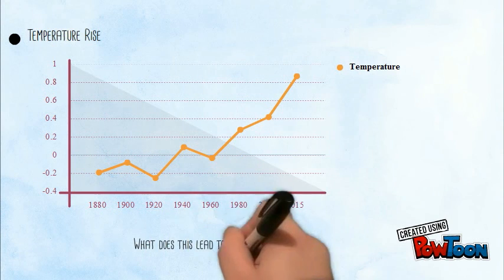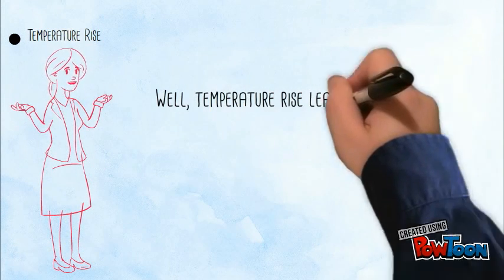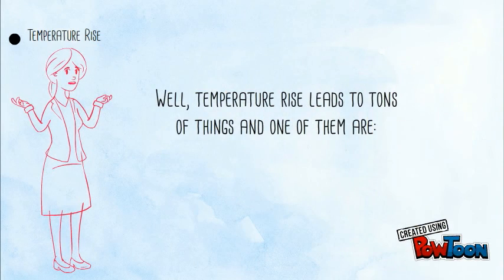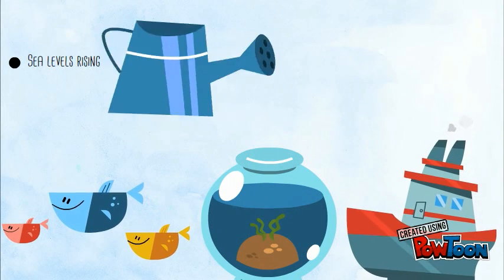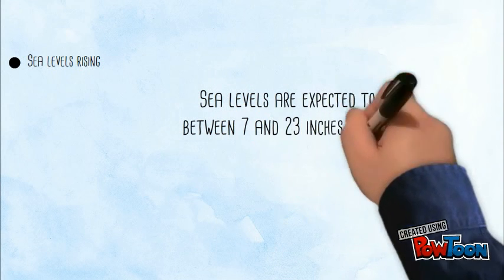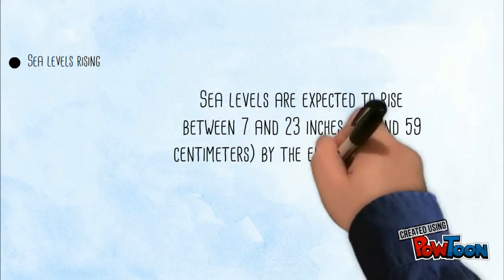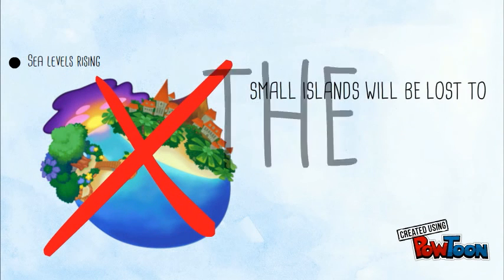What does this lead to, however? Well, temperature rise leads to tons of things, and one of them is sea levels rising. Sea levels are expected to rise between 7 and 23 inches by the end of the century. Small islands will literally be lost to the sea.